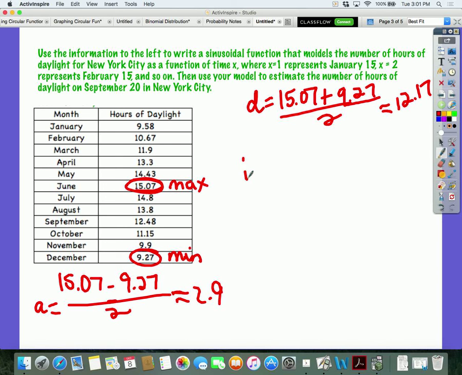Let's do our B next, which is associated with our period. We know the period formula to be 2 pi over the absolute value of B. Okay? And in this particular problem, what do you think our period is going to be? How long do you think it's going to be before our hours of daylight start to repeat themselves?